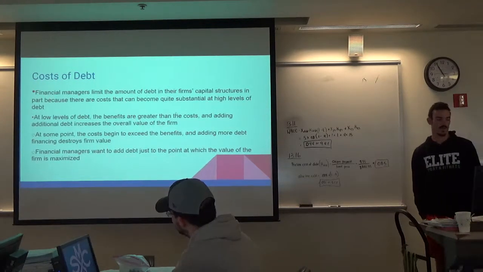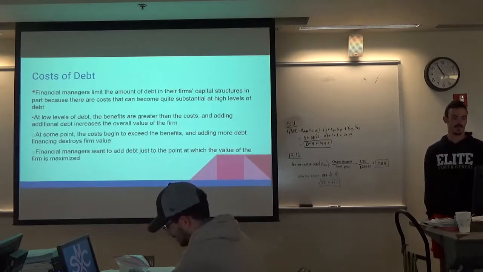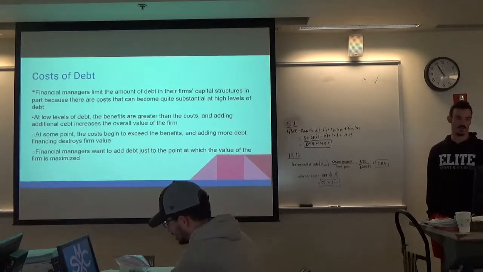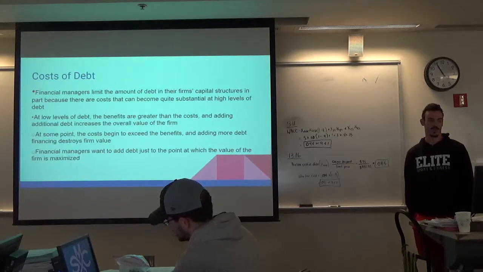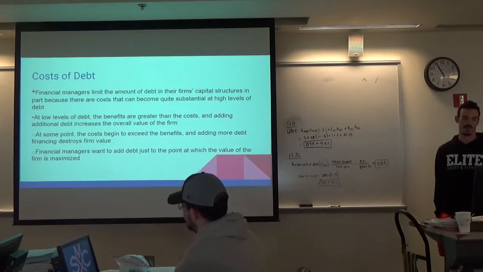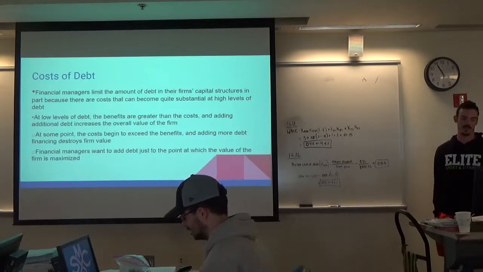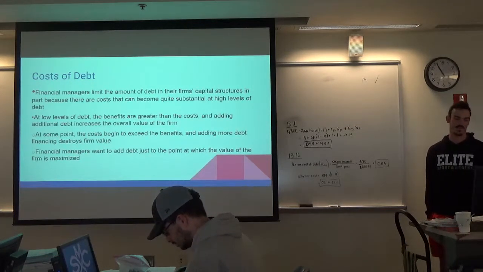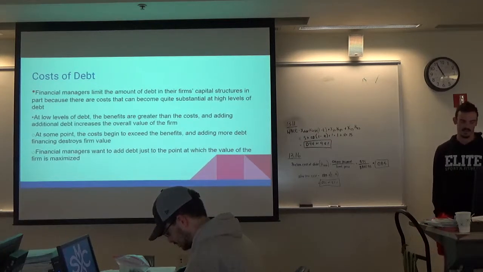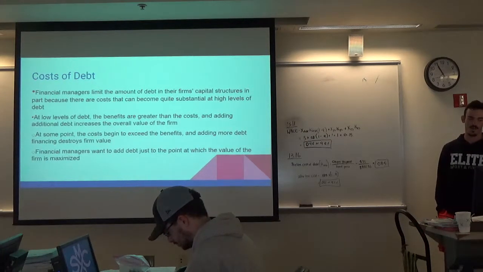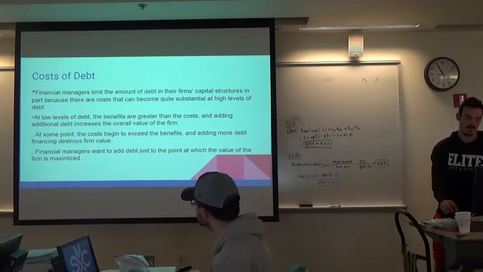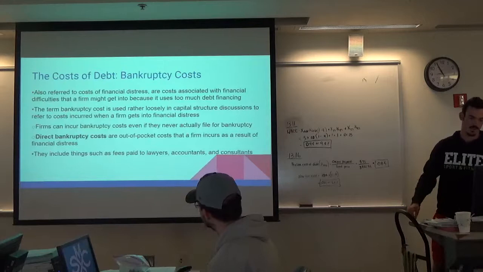Cost of debt. Financial managers limit the amount of debt in their firm's capital structures, in part because there are costs that can become quite substantial at high levels of debt. At low levels of debt, the benefits are greater than the costs, and adding additional debt increases the overall value of the firm. At some point, the costs begin to exceed the benefits, though, and adding more debt financing destroys firm value. Financial managers want to add debt just to the point at which the value of the firm is maximized.